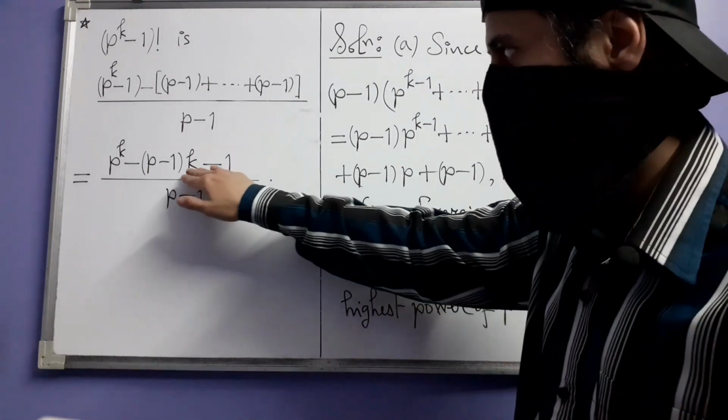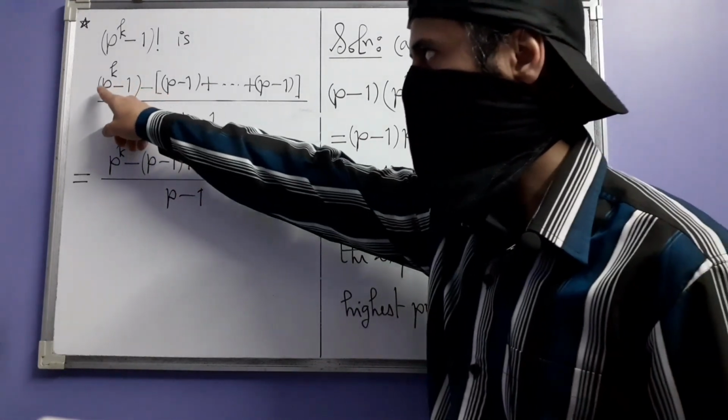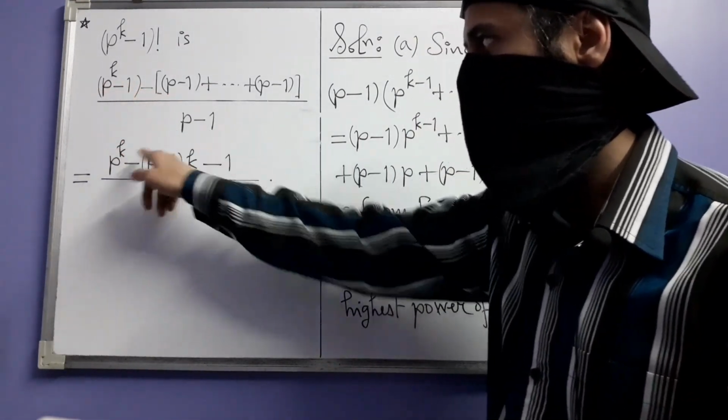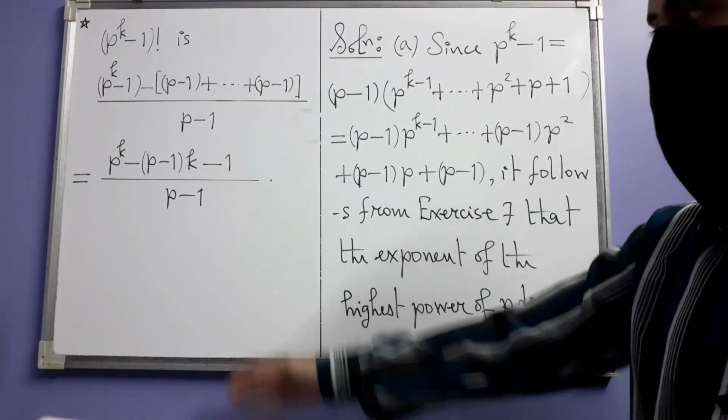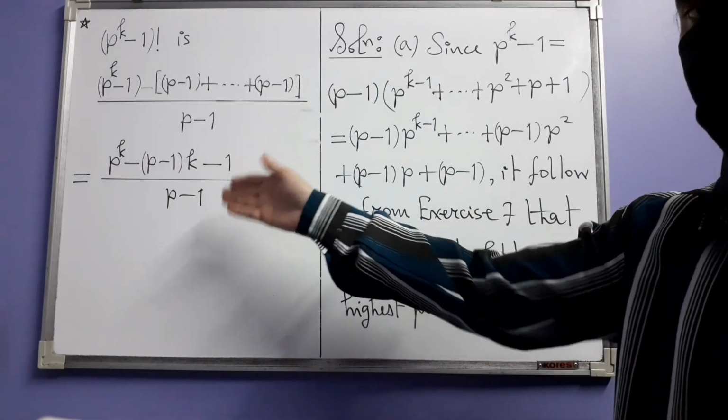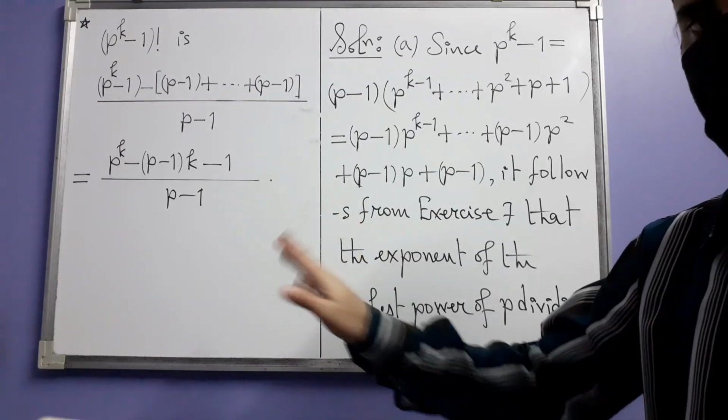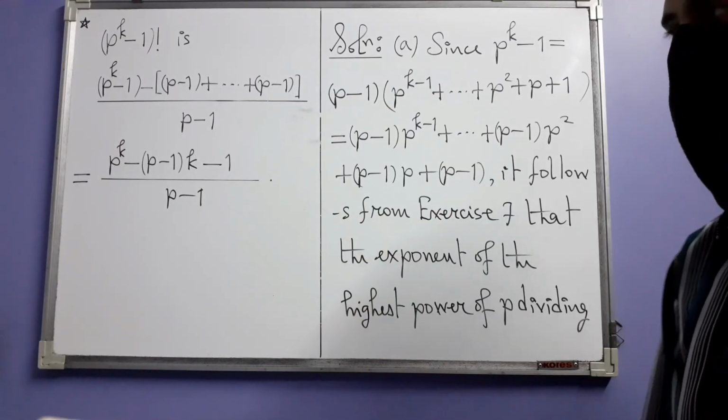That is why we have this middle term, and you can just write these two things separately. And of course the denominator is p minus 1. Now you go back and see what you had to prove. This is what you wanted. So that's the solution to part A.